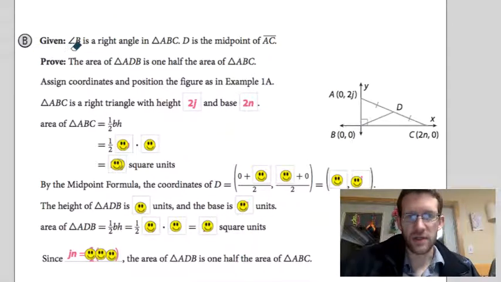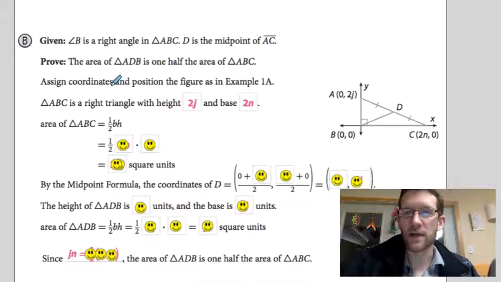So this example is just, we have angle B is a right angle. We have triangle ABC, and then it says D is the midpoint of AC. So that's our setup, right? We have triangle ABC, and D is the midpoint of side AC. That's all we got. Oh, and it's a right triangle, where B is the right angle, so AC is the hypotenuse, right? We need to prove that the area of triangle ADB is 1/2 the area of triangle ABC, right? So this is half of the triangle.